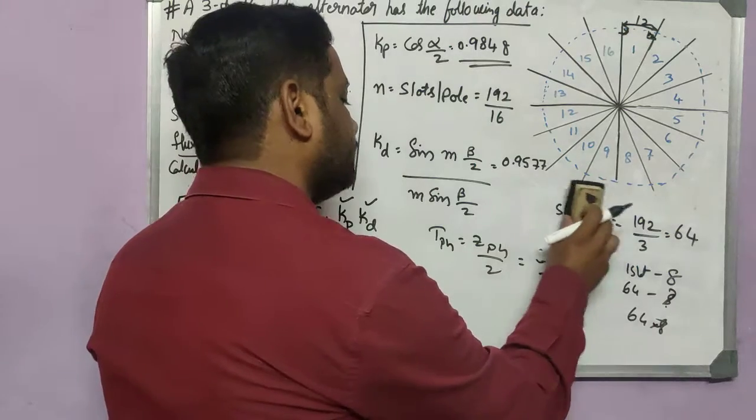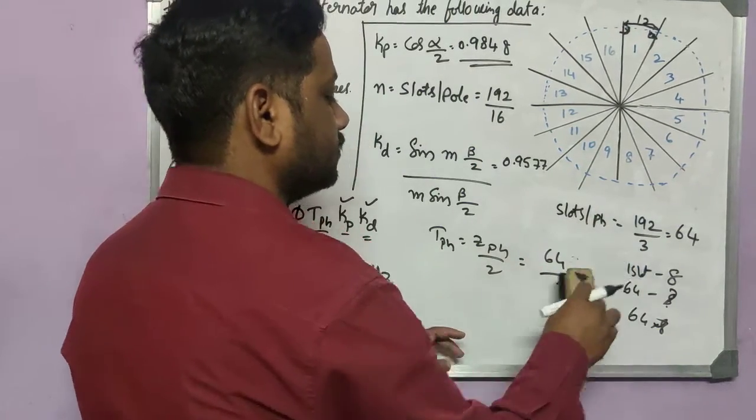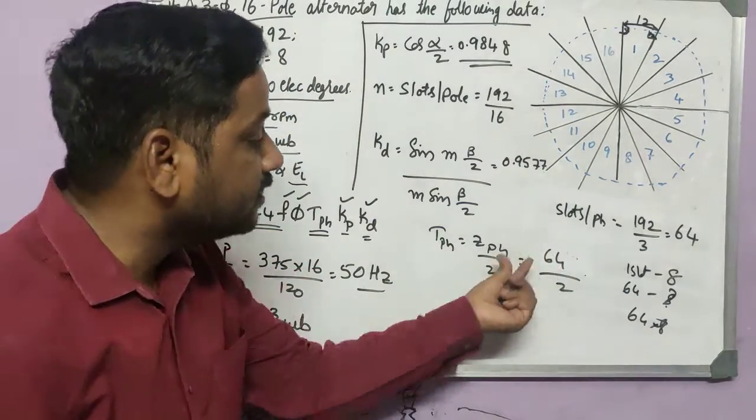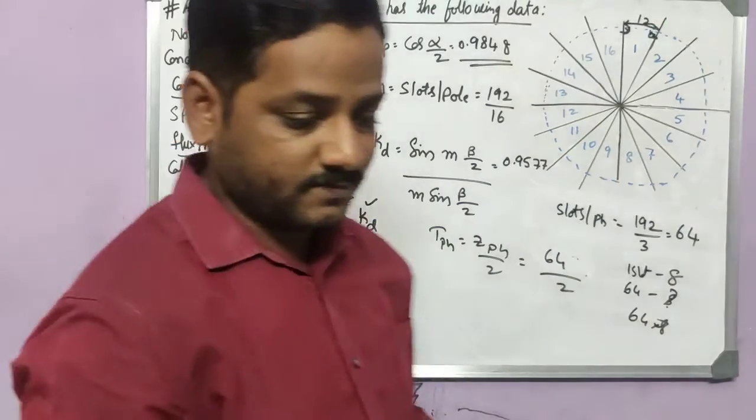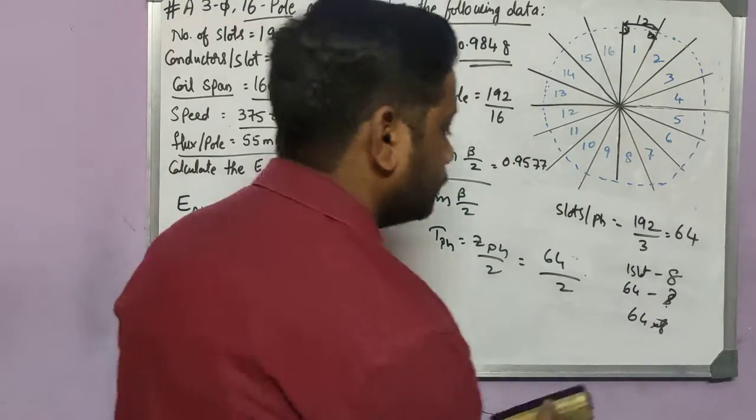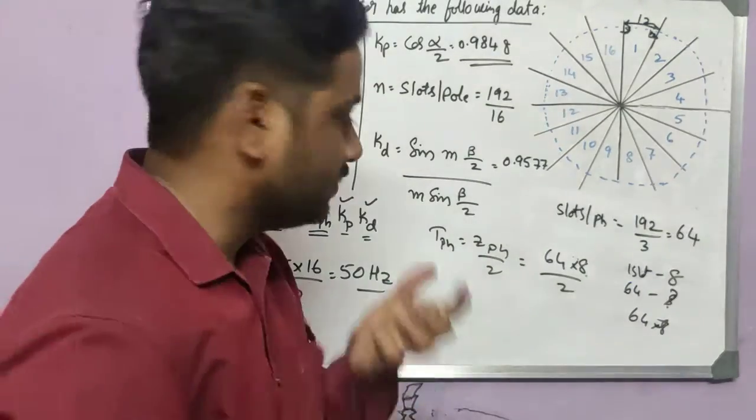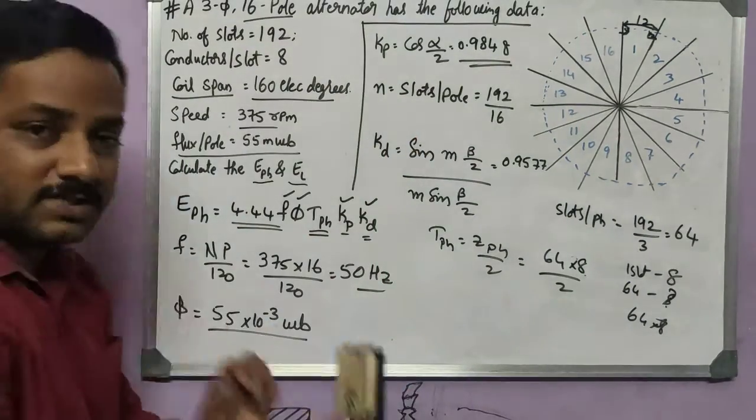So here conductors per phase can be given as 64 by 2. 64 is the conductors per phase, by 2, that will be the turns per phase. Okay. Sorry, not only 64, it is 64 into 8, 64 into 8 by 2. Okay, that's what I have written here. That is one thing you can do.